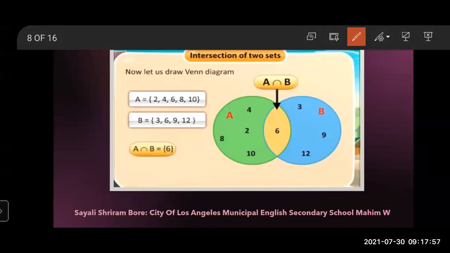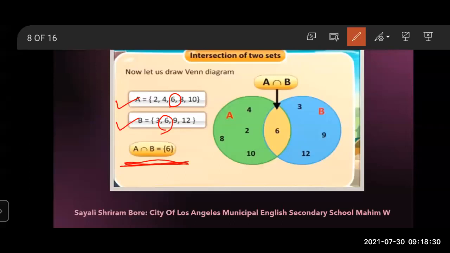2, 4, 6, 8, 10. And B is equal to 3, 6, 9, 12. Okay. Now, if you look here, in the roster form, only element 6 is common. No other element. You can see from these two sets, only element 6 is common in both sets. So, A intersection B will be equal to 6. Why? Because 6 is common between set A and set B.